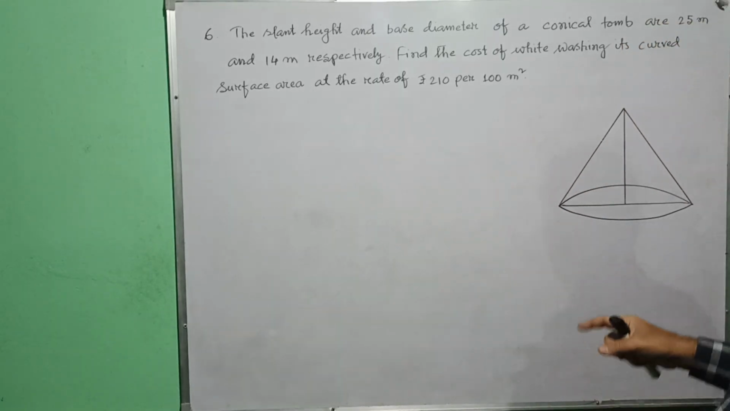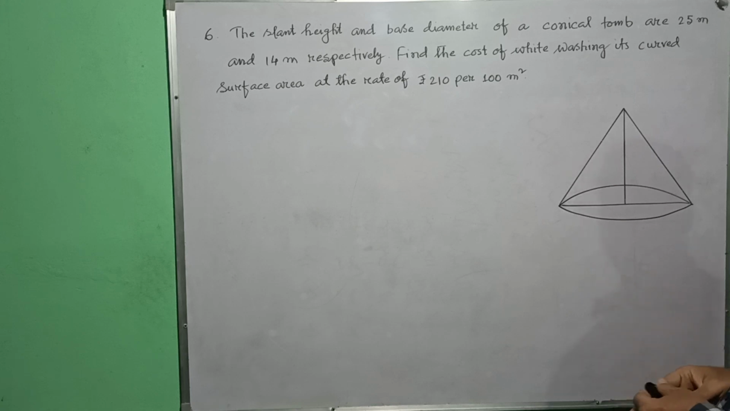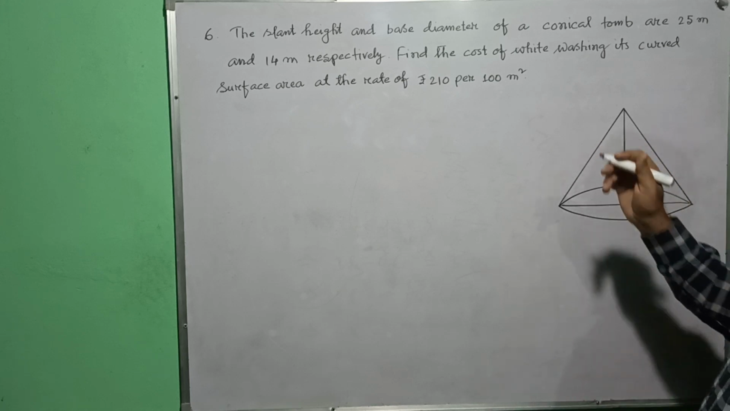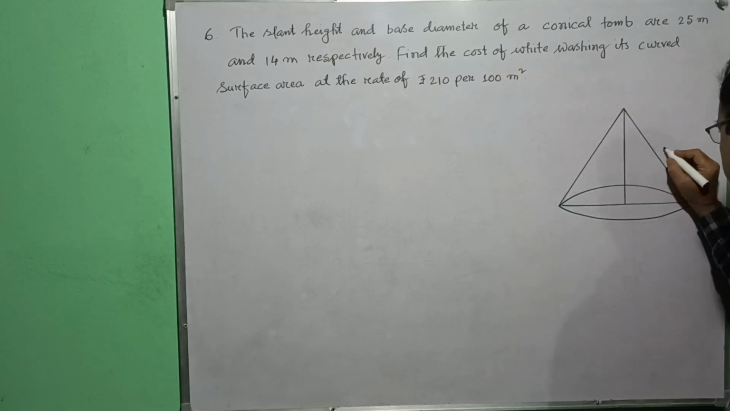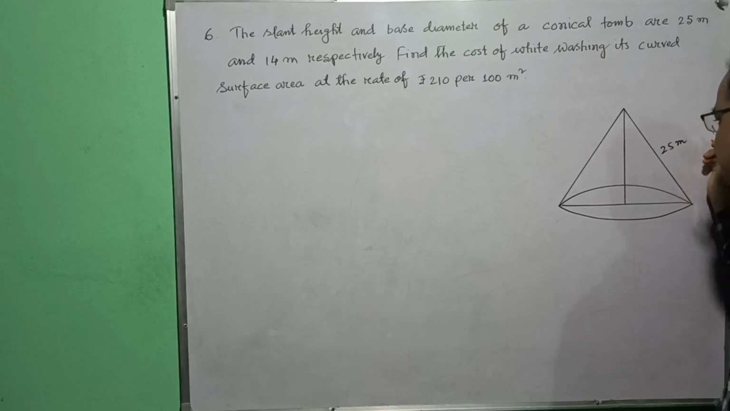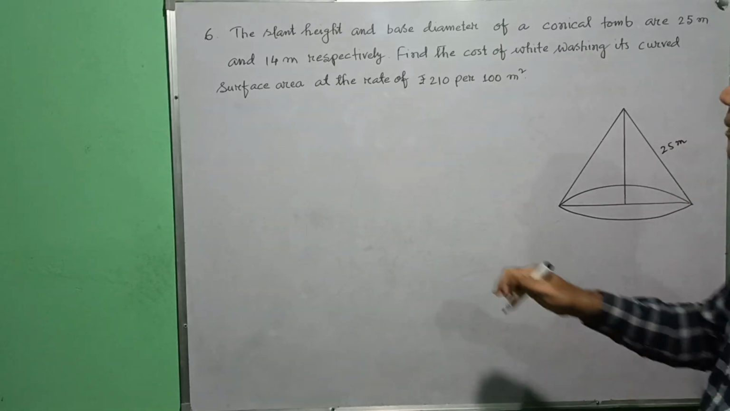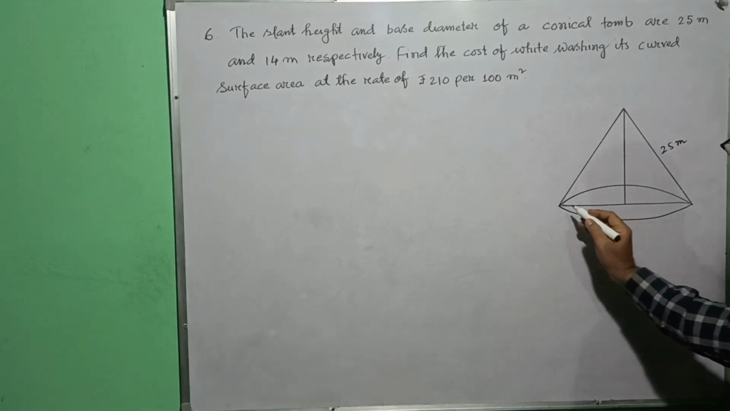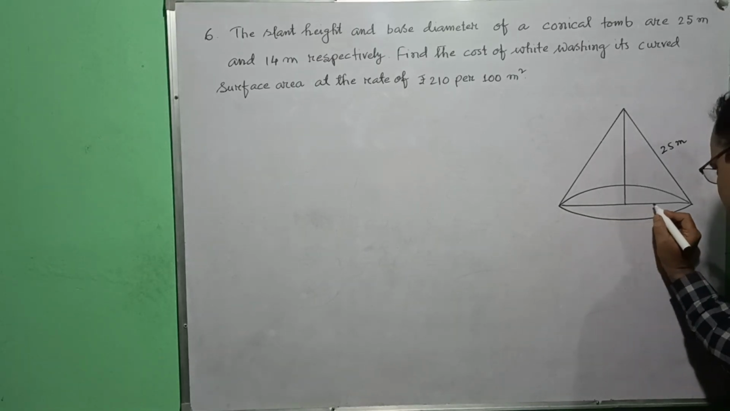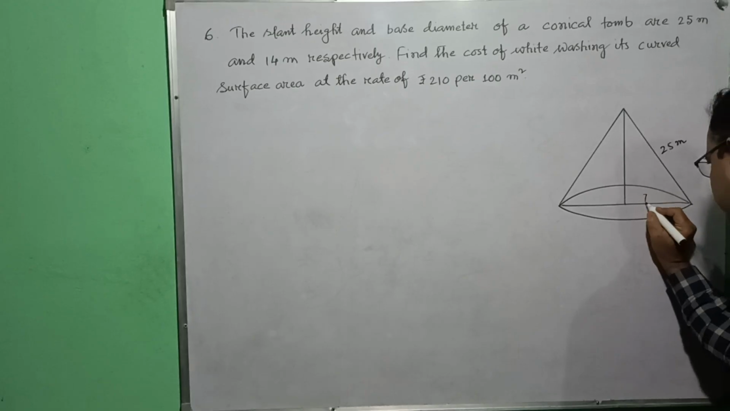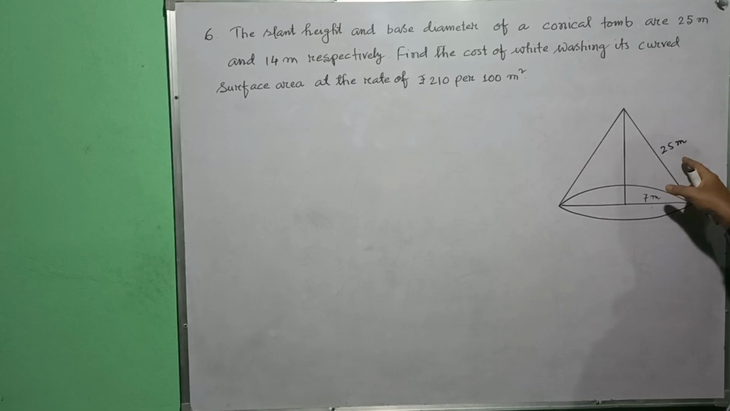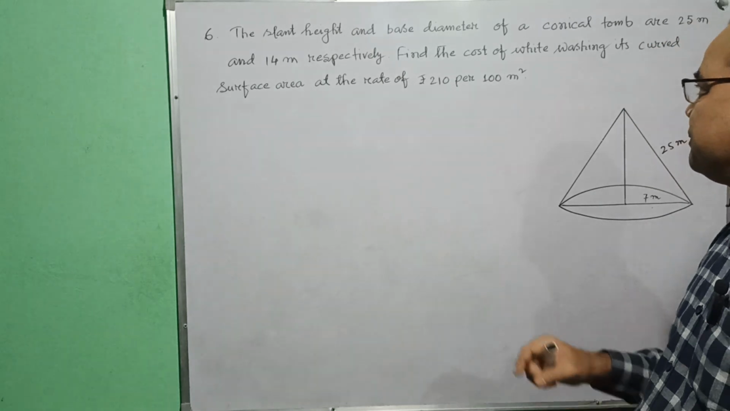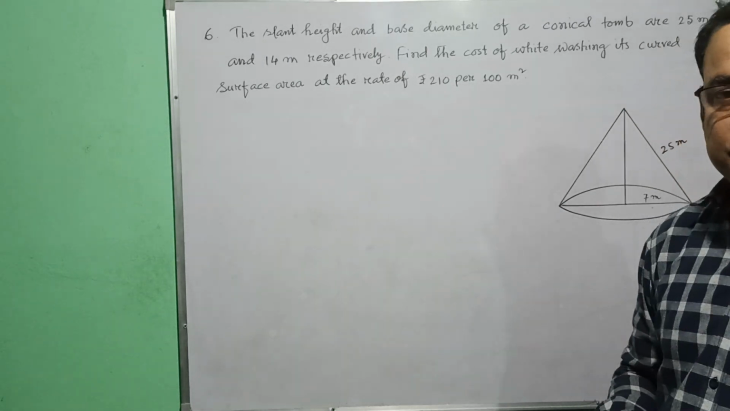So according to this question, I have drawn this figure. In this figure, the measurements are given. The slant height is 25 meter. So we can write here 25 meter, and also given the diameter is 14 meter. So if the diameter is 14 meter, so radius is 7 meter. So radius also we got, and the slant height also we got. Now we have to find the curved surface area to calculate the cost.